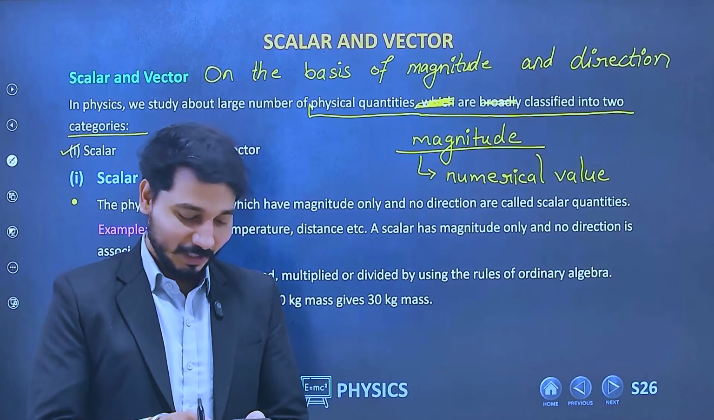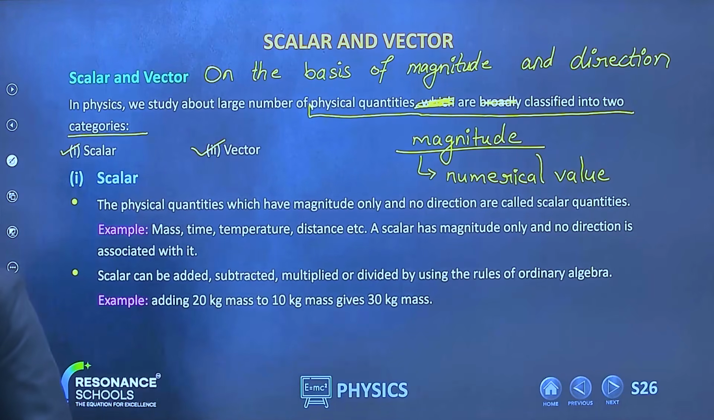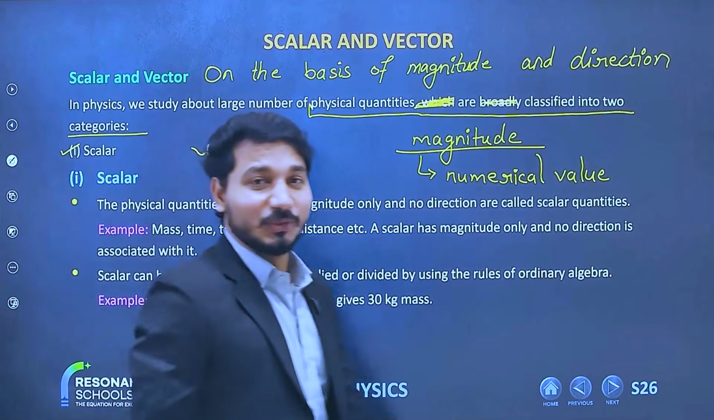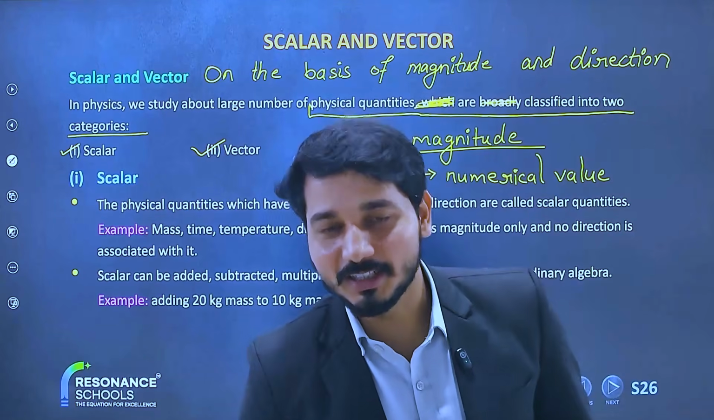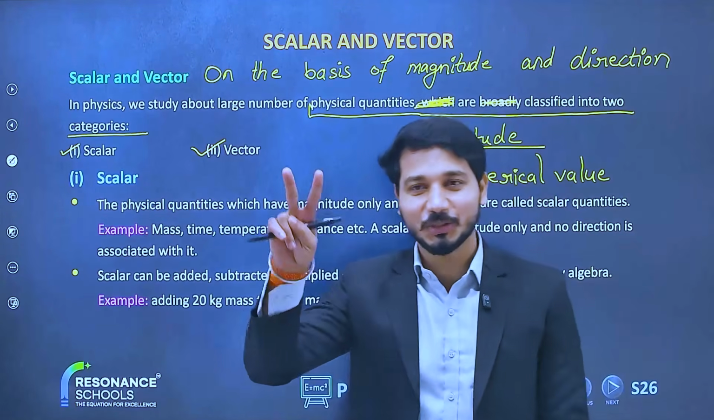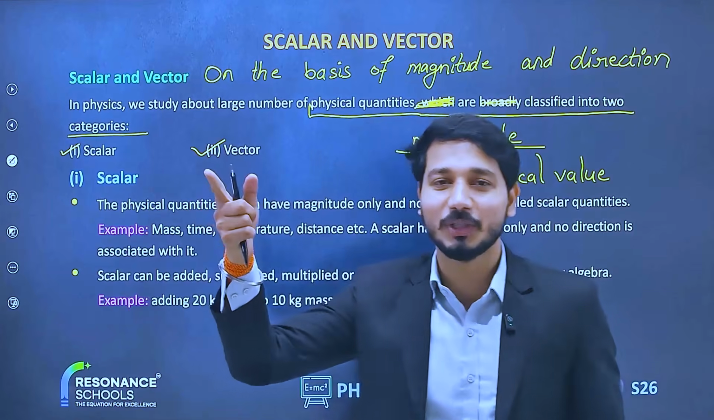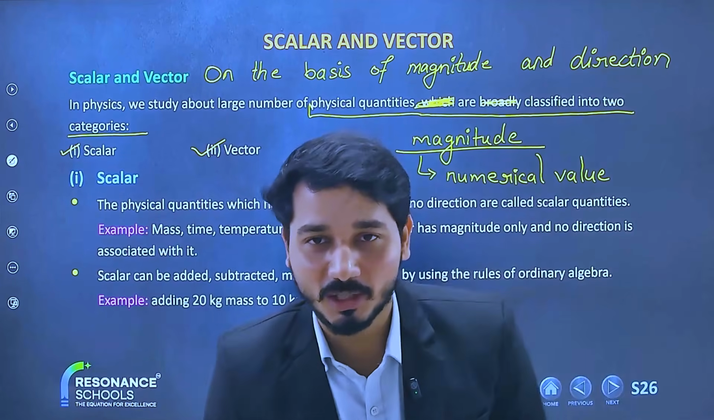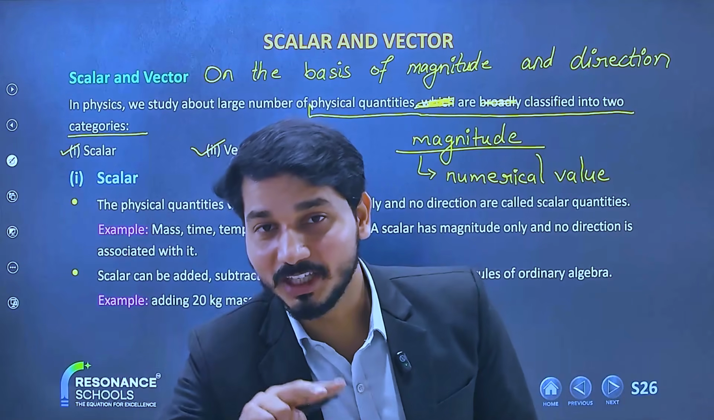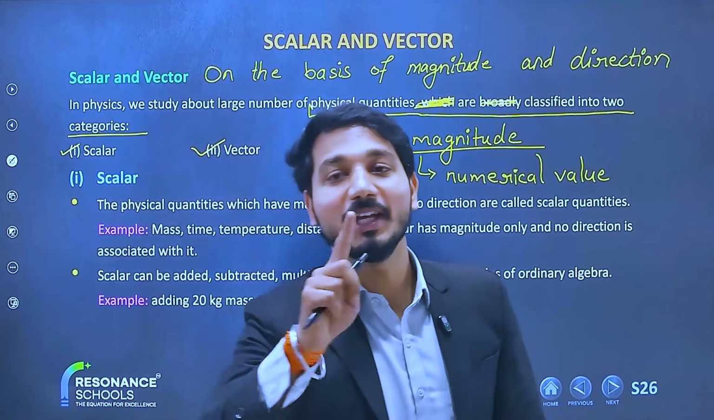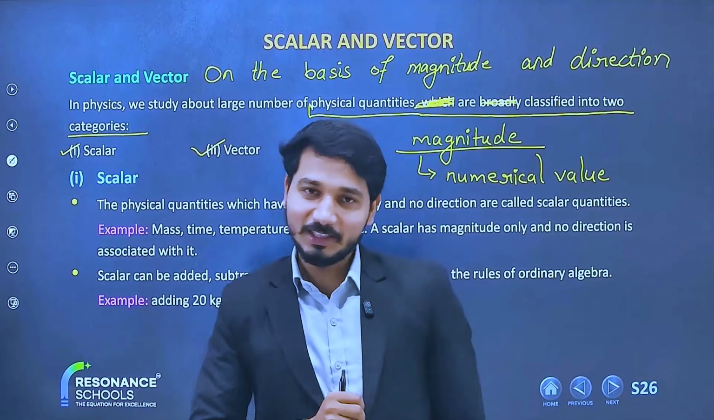Okay, I hope you all have completed. So we understood about the physical quantities, and on the basis of magnitude and direction, they are classified into two types. One is scalar and another is vector. Now you have written there are two types of physical quantities, on the basis of magnitude and direction, right?